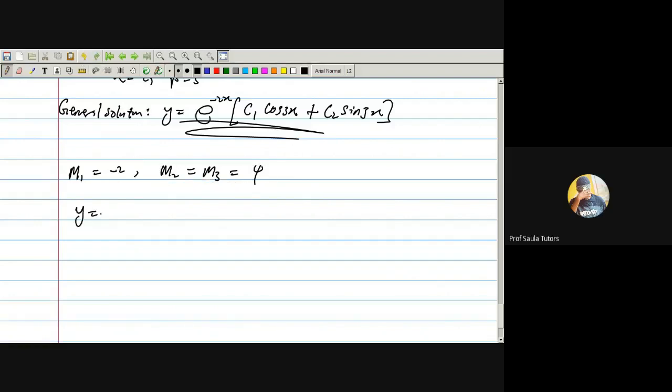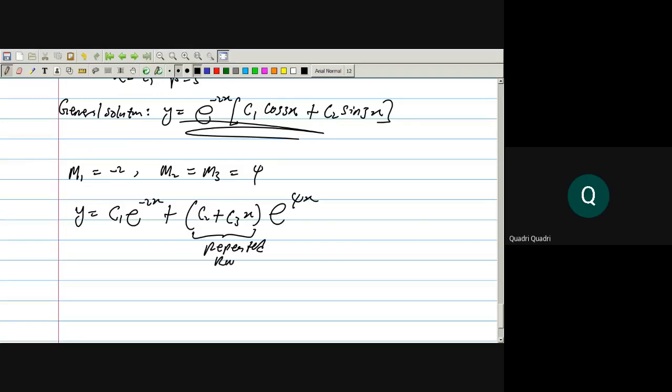It will be y equal to, now check. This one is just a single root, so C1 exponential minus 2x. That's simple. This one is a repeated root. How do we handle a repeated root? Don't forget, it will be C2 plus C3x, times exponential 4x. Do you see that? This pattern is what we use to handle repeated roots. Exactly. That is it.